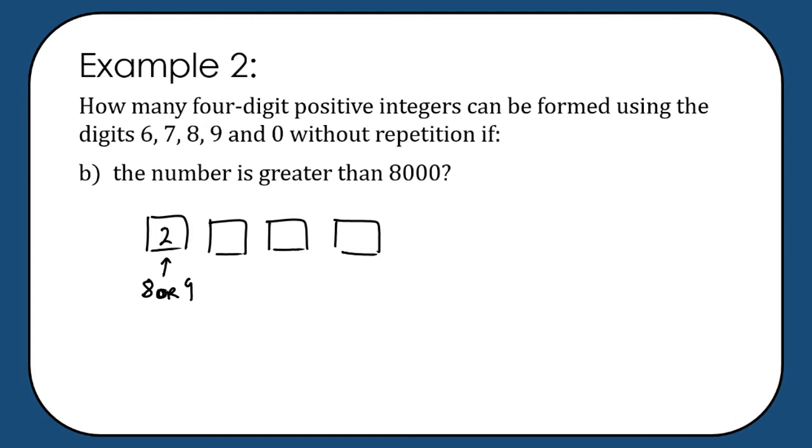Again, it's without repetition, so we've put 8 or 9 in the first position. That leaves us with 4 different digits to choose from here, 3 digits to choose from here, and 2 digits to choose from here. And so we've got 2 times 4 is 8, times 3 is 24, times 2 is 48 different options to create a 4-digit number greater than 8,000.